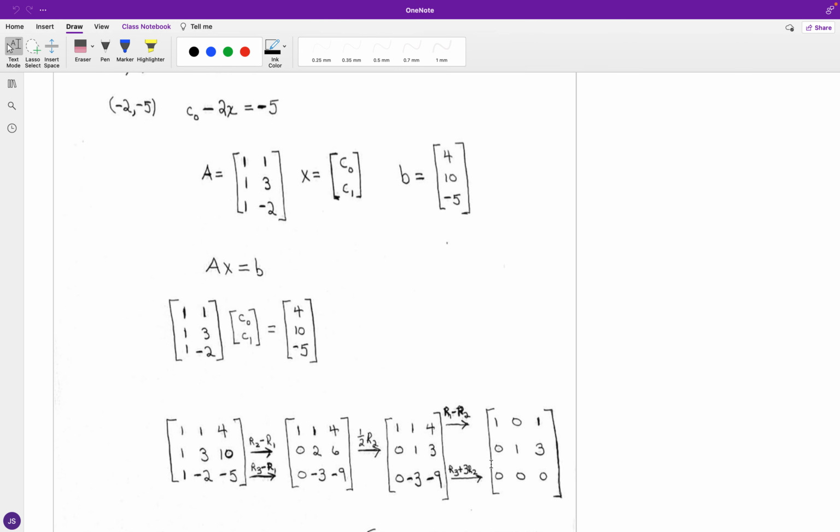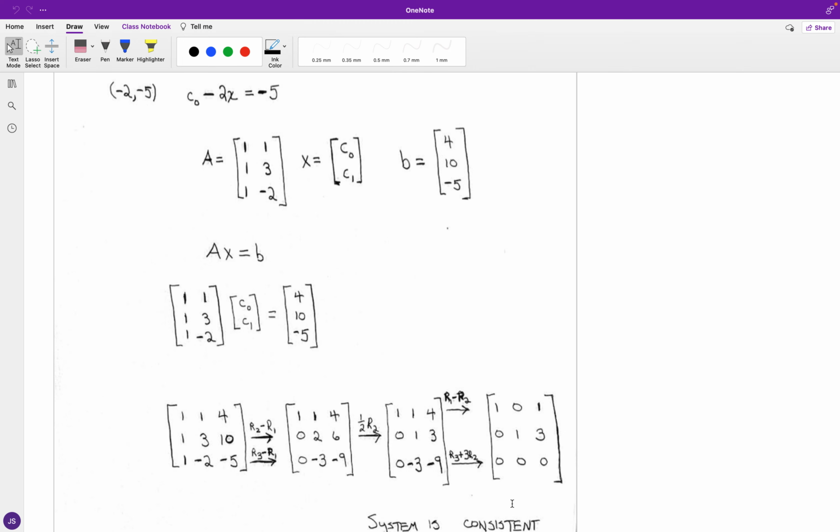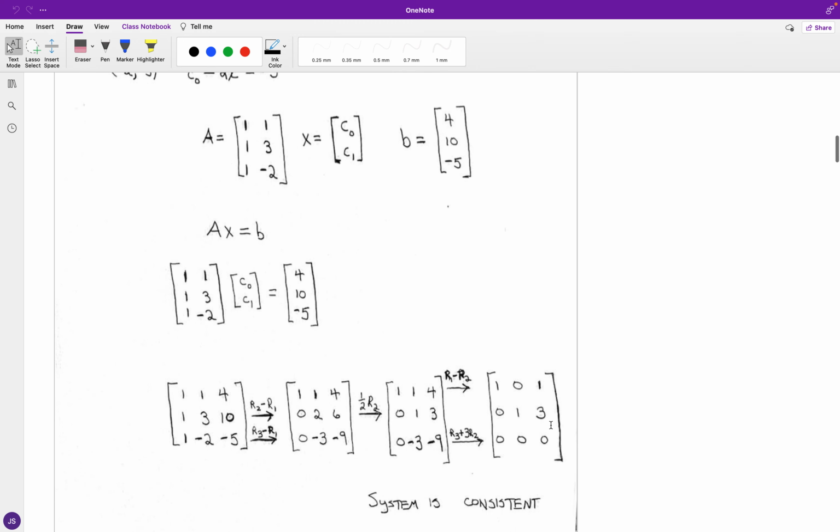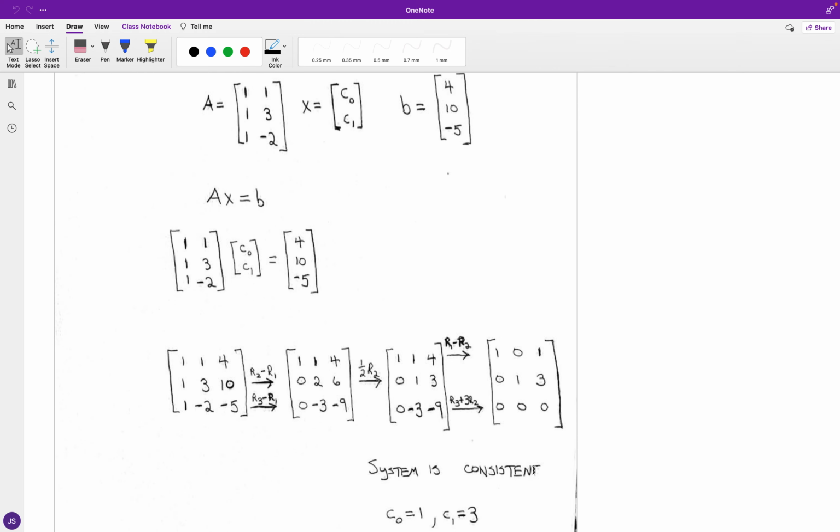Then simultaneously, taking the second row elements away from the first, and adding 3 times the second row elements to the last row elements, we have for the first row 1, 0, 1, followed by 0, 1, 3, and the last row 0, 0, and 0. We're going to have the system be consistent. And as long as you have a consistent system, the points are going to be collinear.